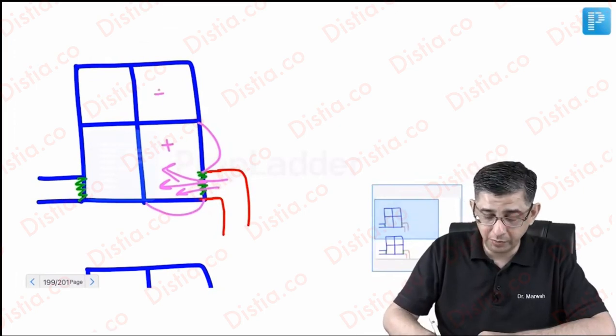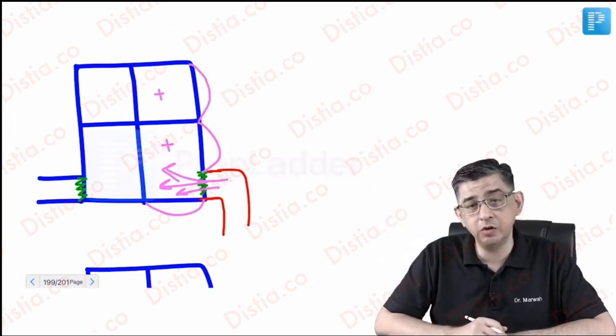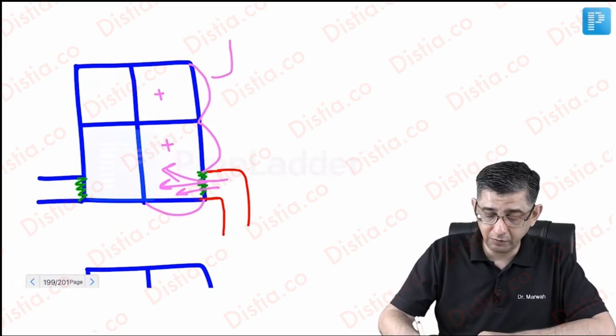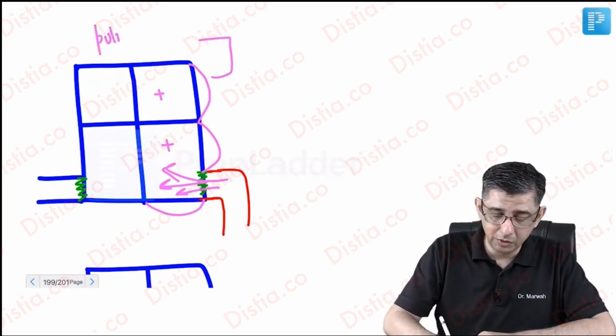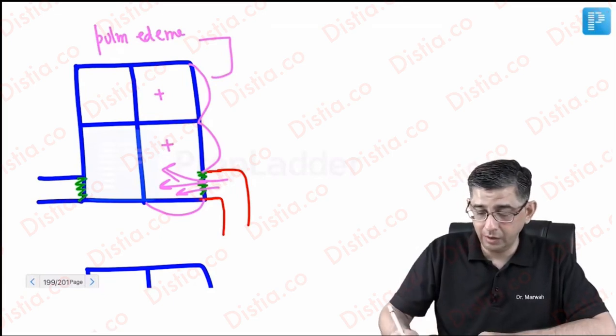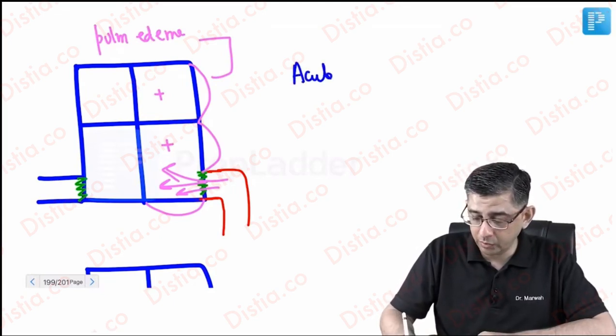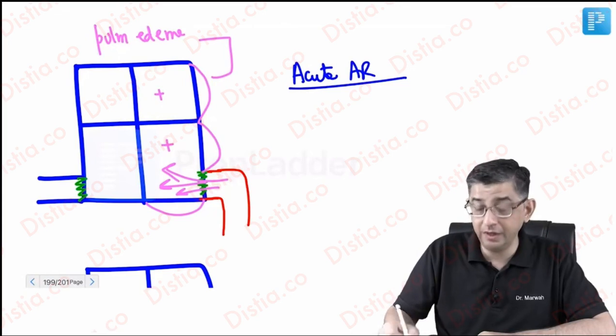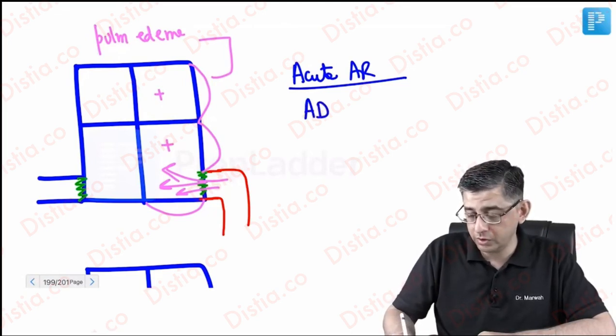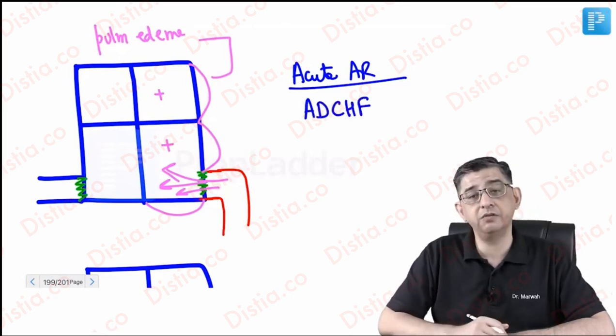The pressure will be transmitted to the left atria, so the left atria will also get dilated, and the same pressure will be transmitted to the lungs also. So there will be a severe pulmonary edema occurring in the patient. The learning point is, in acute aortic regurgitation, the left ventricle really does not have a chance. The person goes into acute decompensated congestive heart failure.